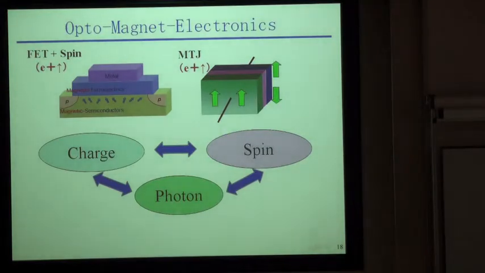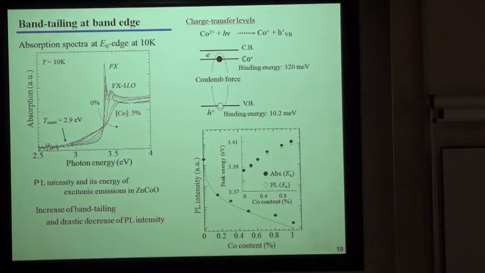Okay, so by using these kinds of materials, the practical applications we would like to fabricate are this kind of MTJ, magnetic tunneling junction, and field effect transistors like this. But the other interesting field is spin-phonon interaction. To investigate this, we have measured the magnetic field dependence of the optical characteristics of these materials.